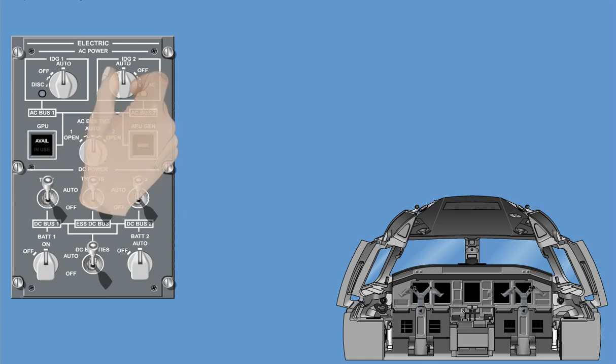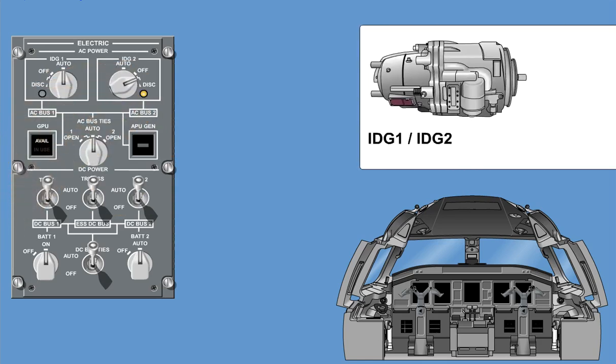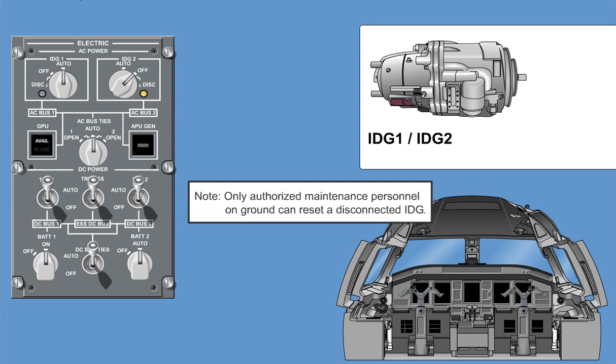By selecting the knob to the disc position and holding it in this position for 1 second, the IDG will be mechanically disconnected. Note: only authorized maintenance personnel on ground can reset a disconnected IDG.